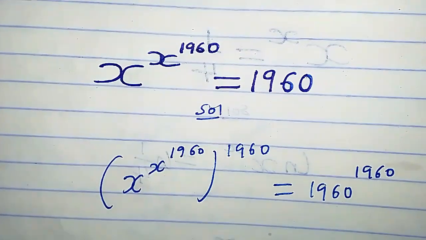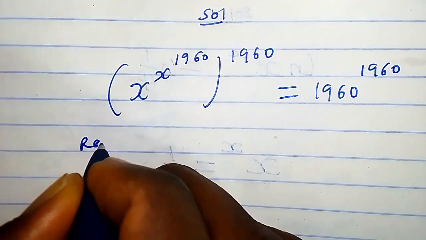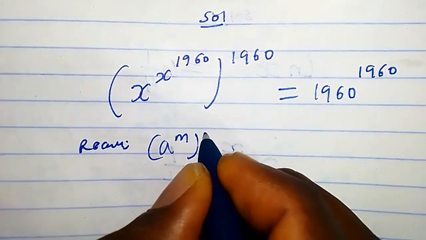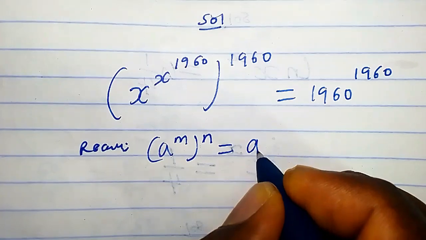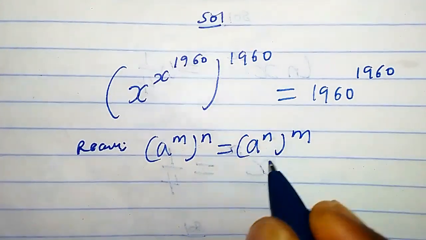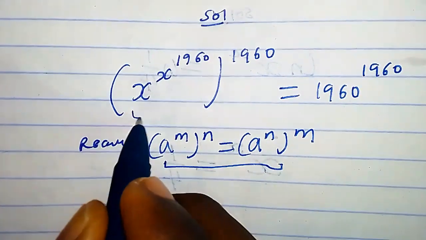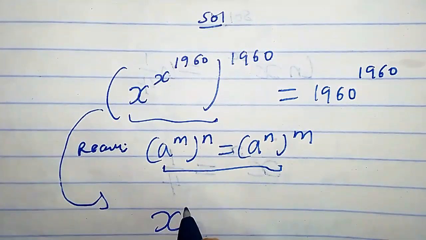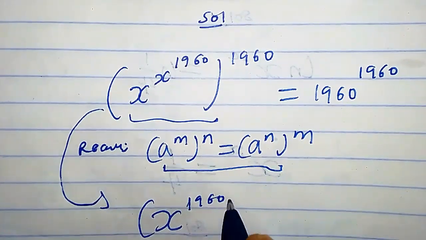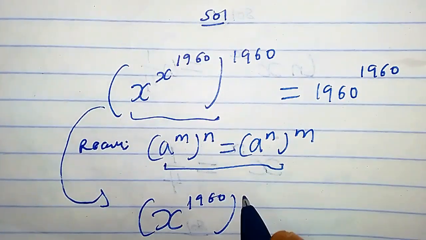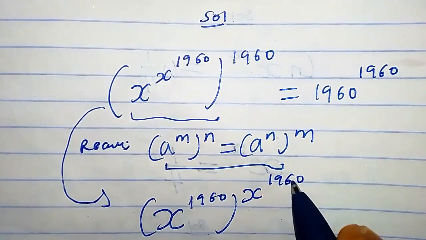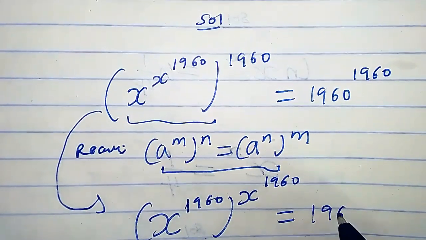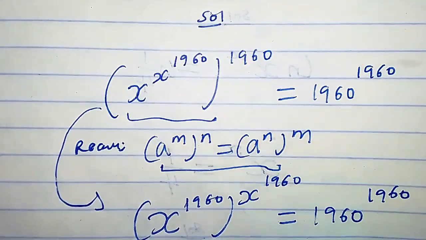Nothing has changed. So recall that if a raised to power m times n, we can write it as a raised to power n times m. So we are going to impose these properties on this left hand side. So we're going to have x raised to power 1960 times this x raised to power 1960. That is, we just switch m and n. So this equals 1960 raised to power 1960.